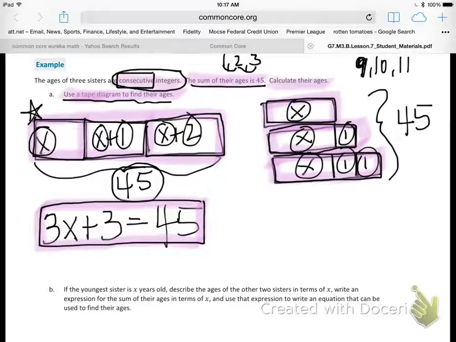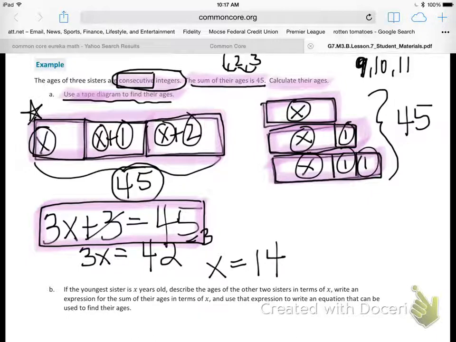So let's go ahead and do that. I know you know how to do that. 3x equals 42, and you can see how I did that here. I just added negative 3 to this side and negative 3 to this side. 3x equals 42, and then x equals 14, because 3x divided by 3 is x, and 42 divided by 3 is 14.